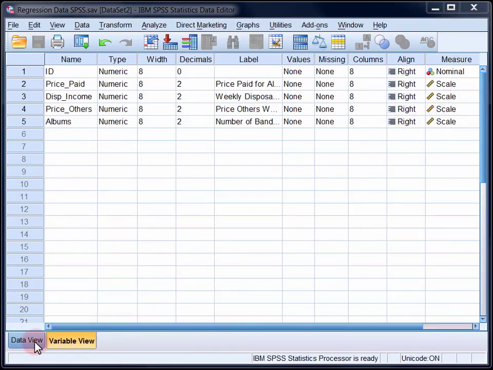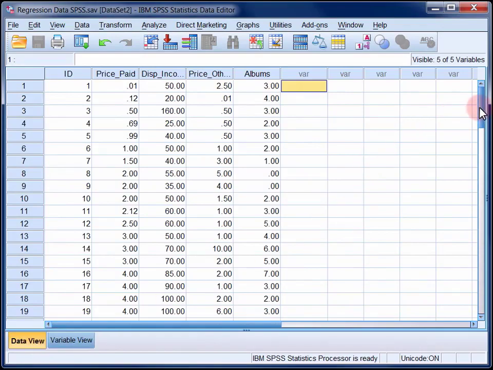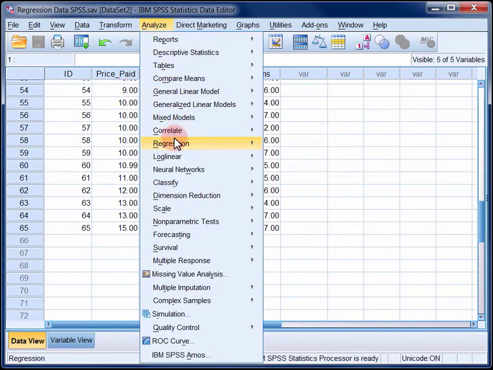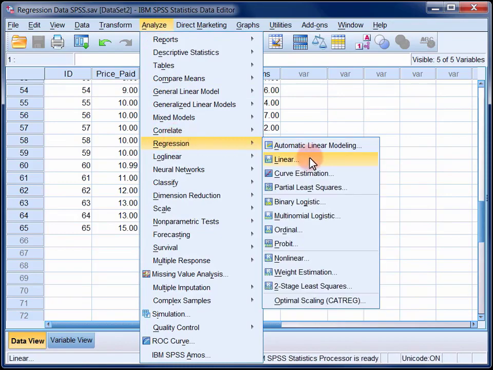Now if we move across to the data view, you can see that in total there are 65 cases in this data file. So in the Analyze menu, select Regression and then Linear.